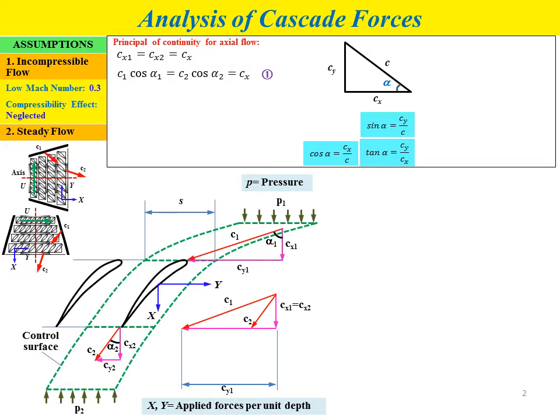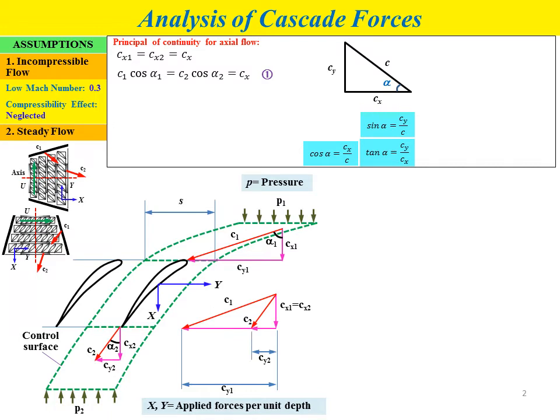That's why in the combined velocity diagram, both C1 and C2 have the same value in terms of the X component: Cx equal to Cx1 equal to Cx2. The magnitude and also the direction of the X component is the same for both triangles, for C1 and also for C2. So that's why we have this kind of combined velocity diagram.